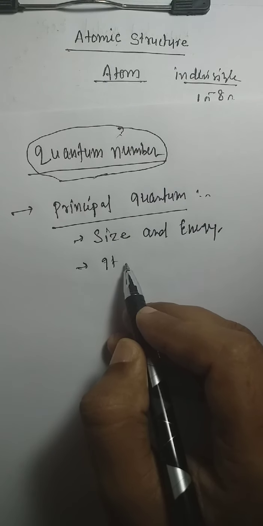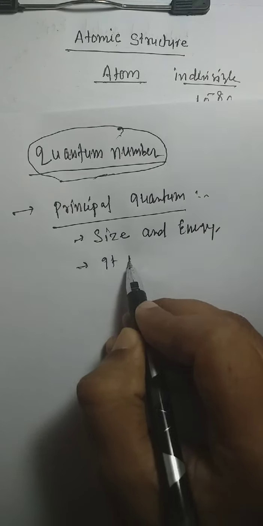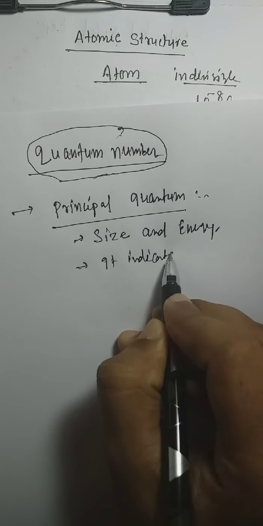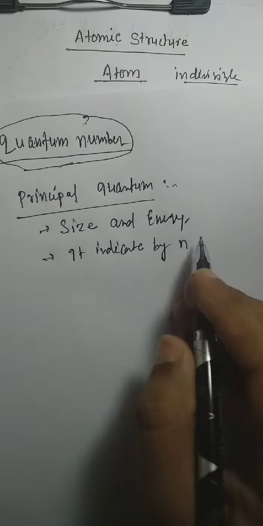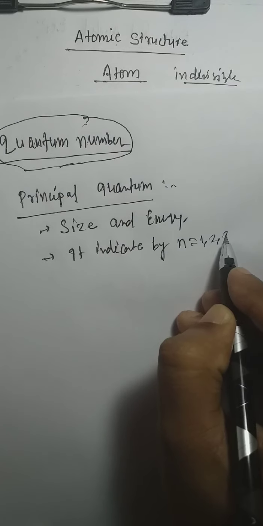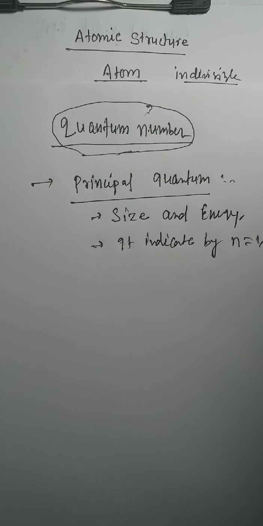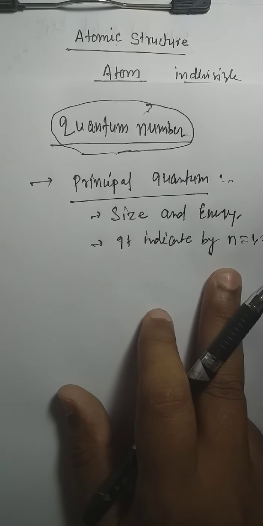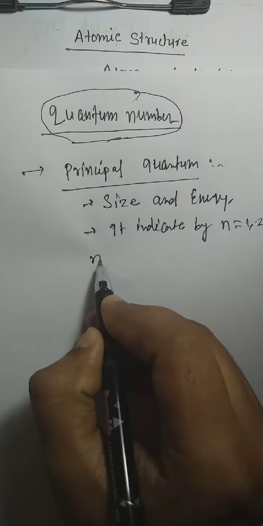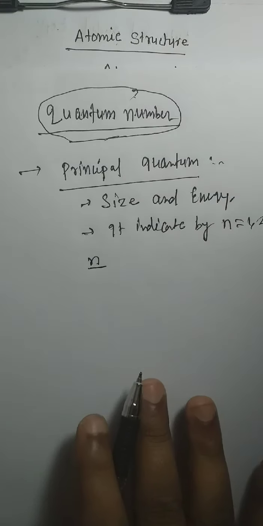It is denoted by an integral positive number or natural number. It is indicated by capital N, where n is equal to 1, 2, 3, like this. So the principal quantum number talks about the exact size of any orbital. This is the first quantum number, denoted by n. Memorize this. This is our key factor.